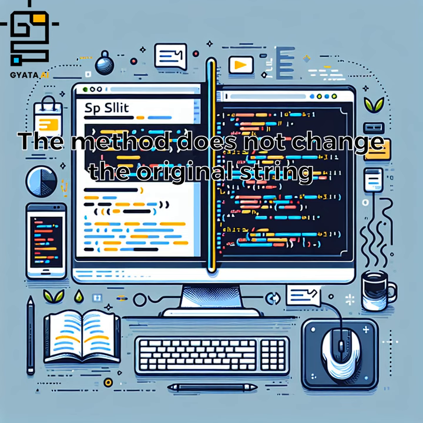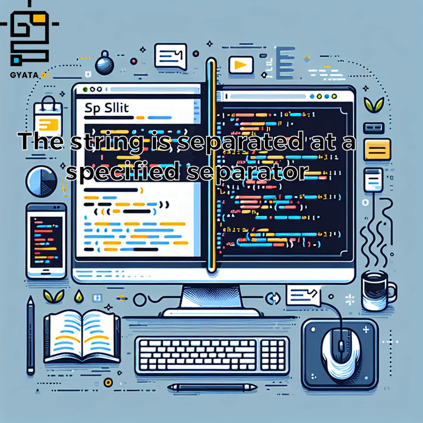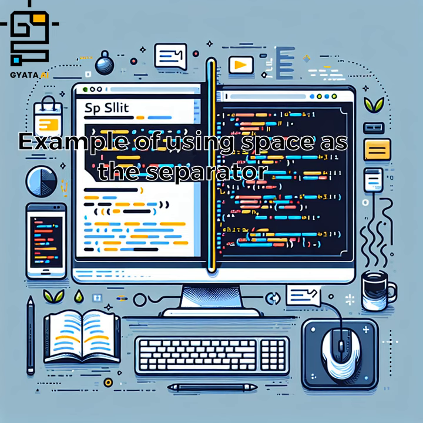The method does not change the original string. The string is separated at a specified separator. Example of using space as the separator.